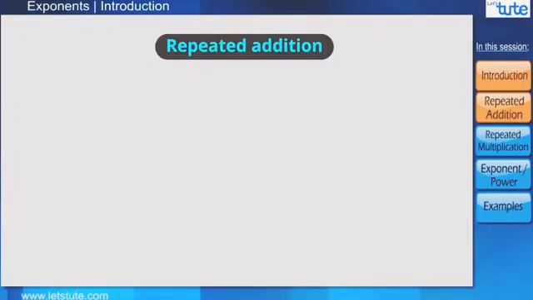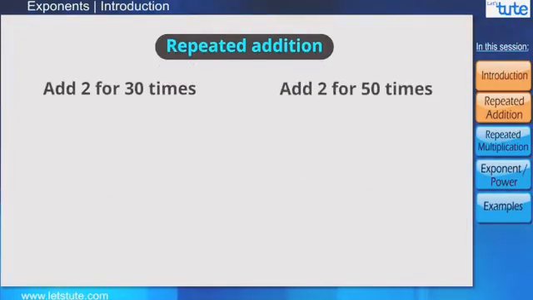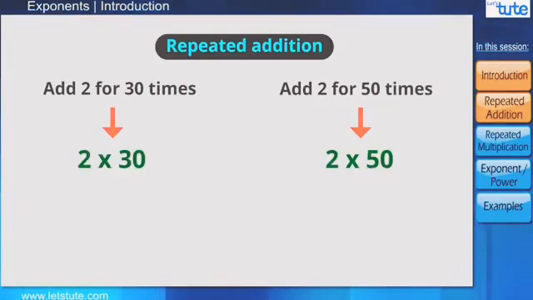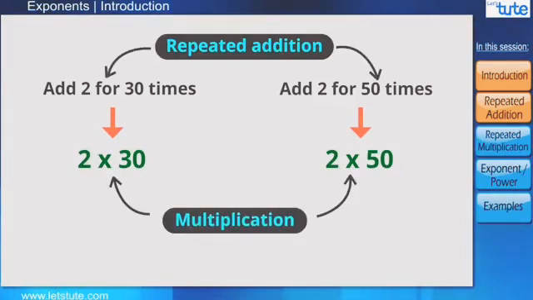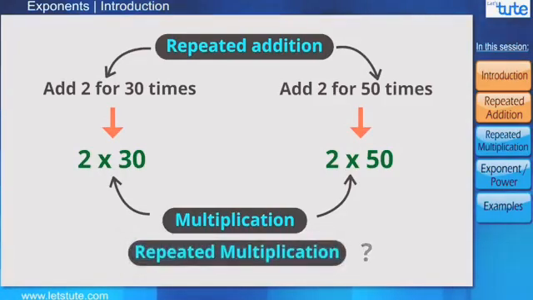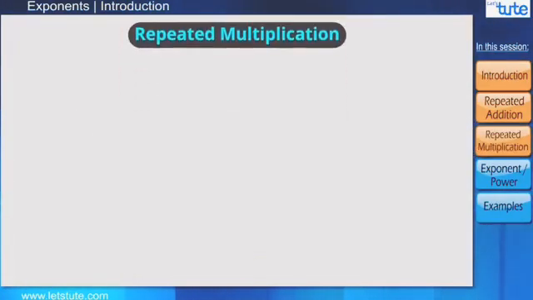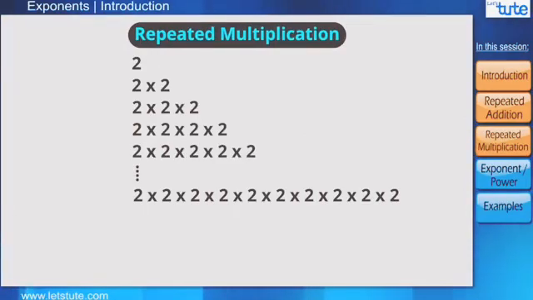Now, if it is asked to add 2 for 30 times or 2 for 50 times, then how you are going to write it? 2 into 30 and 2 into 50, right? That means for repeated addition, we can use multiplication. But what happens when we have repeated multiplication? Let's have a look at these numbers.